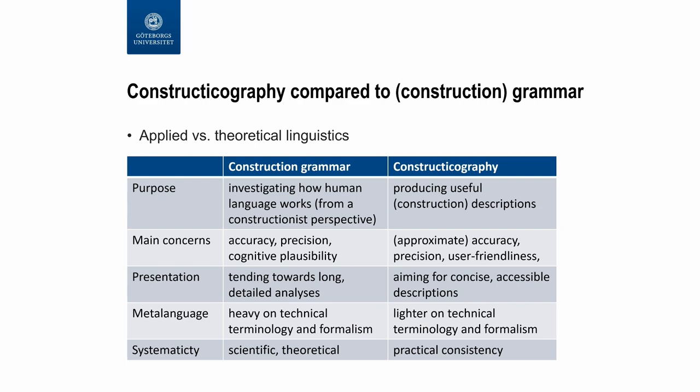They both, of course, aim for accuracy, but let's say in theoretical linguistics, you can't really compromise with accuracy. You have to be as exact and precise as you can. But for constructicography, you also have to make the descriptions user-friendly, which typically requires some simplification. What you would get in a typical construction grammar analysis, let's say a 35-page paper, in constructicography you would have in a short entry, something that you can display on a screen and see all of it at once in an accessible way.